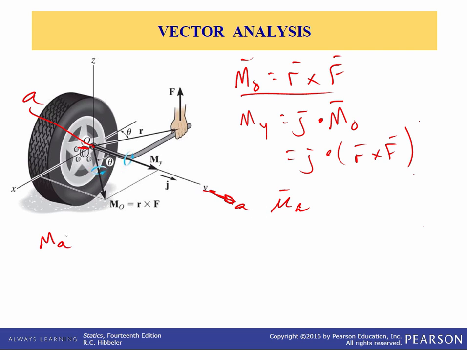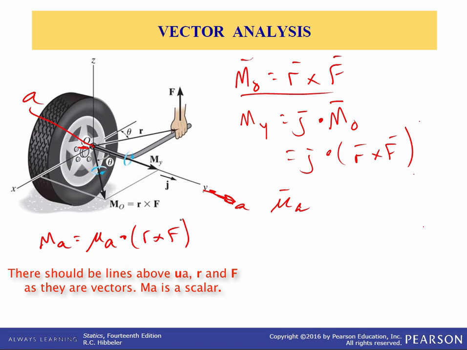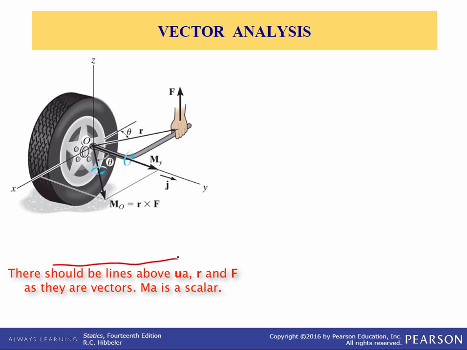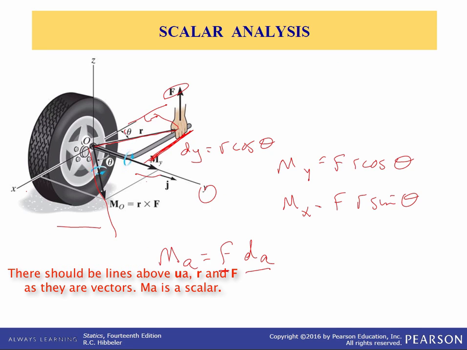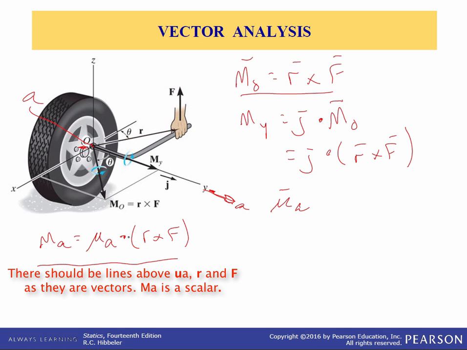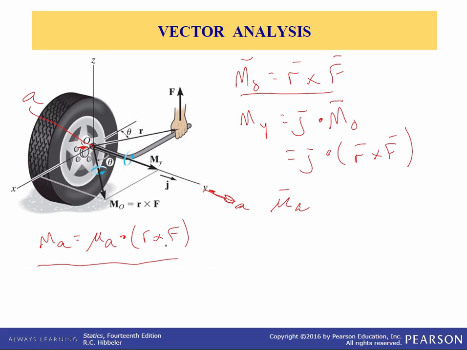So M sub A, the moment along the A axis, which in this case is coincident with the y-axis, is equal to the unit vector along the AA axis dotted with r cross F. This is referred to as the triple scalar product. It's very useful. We can now find the projection of any moment onto any axis.